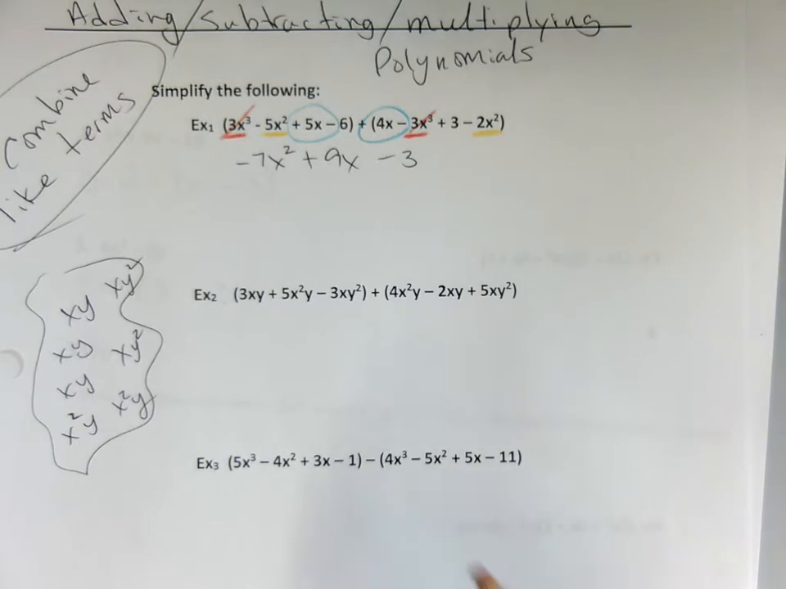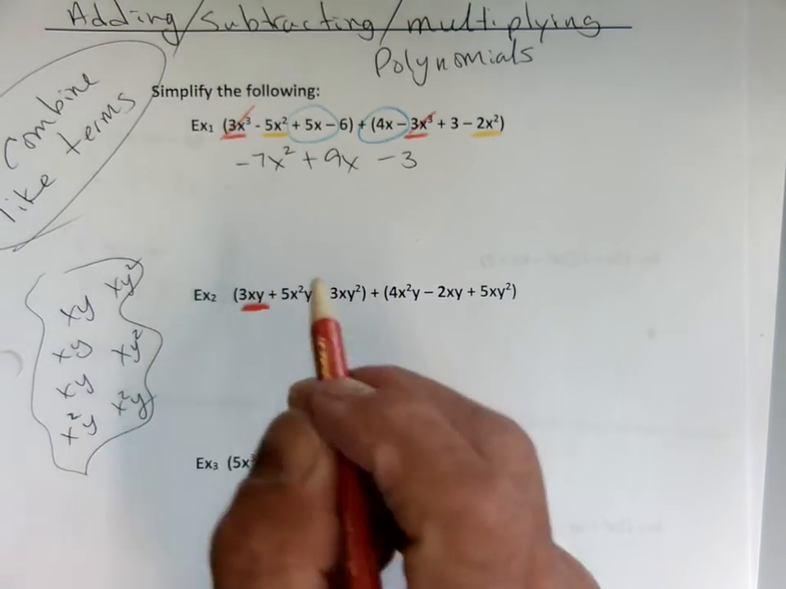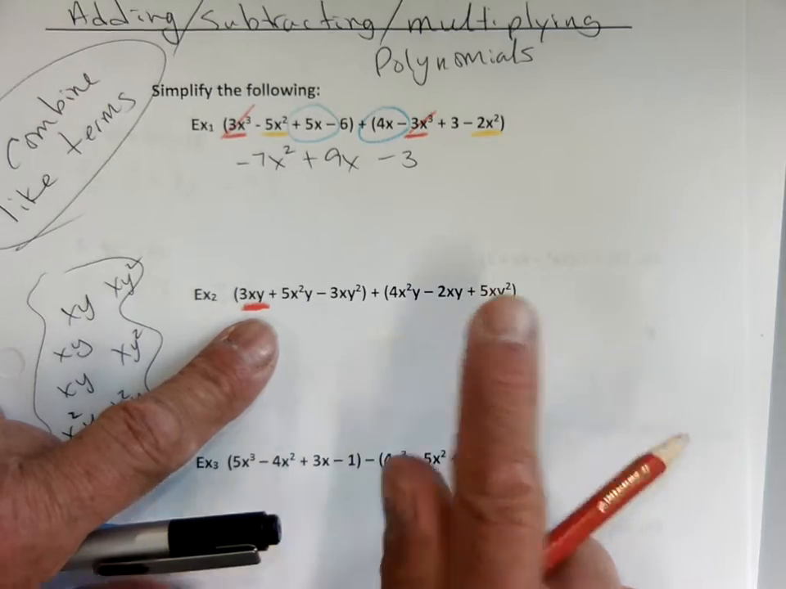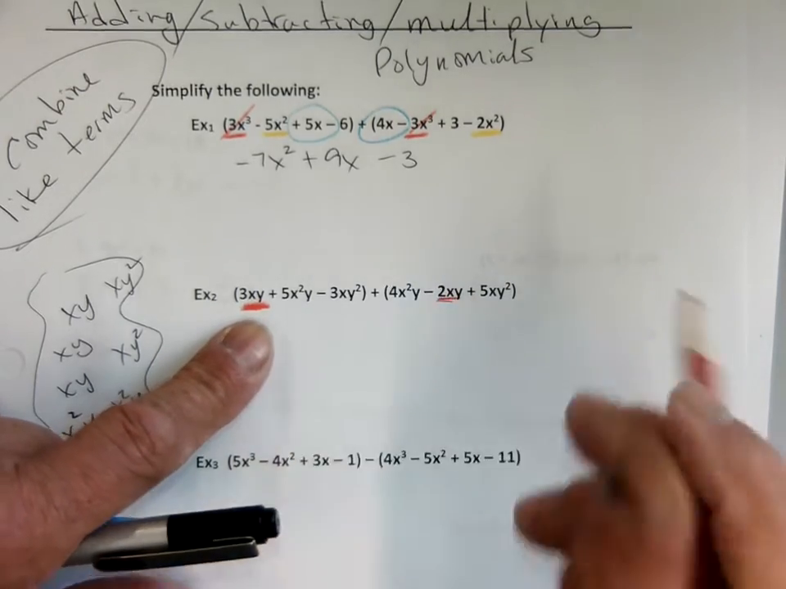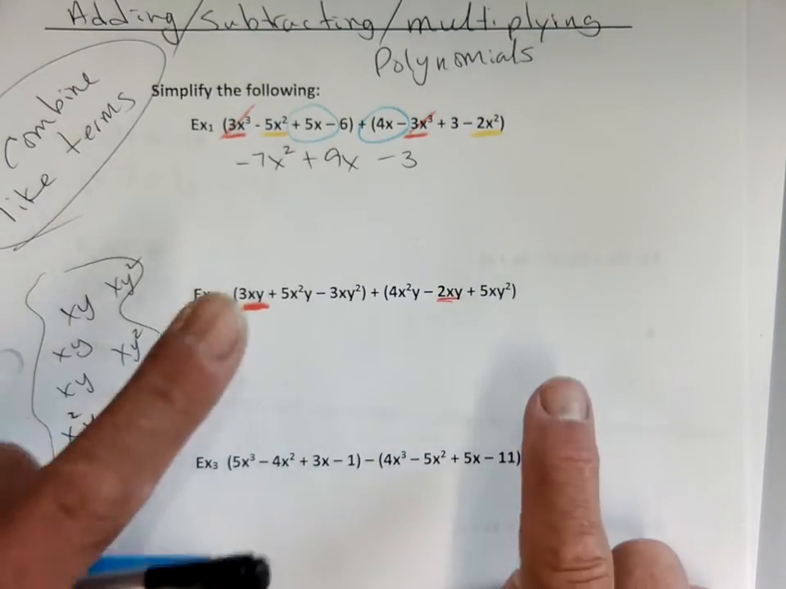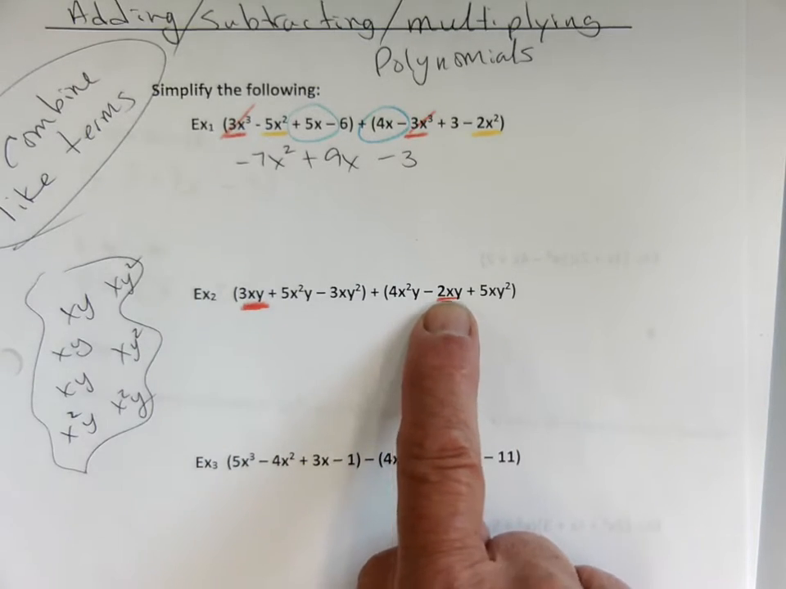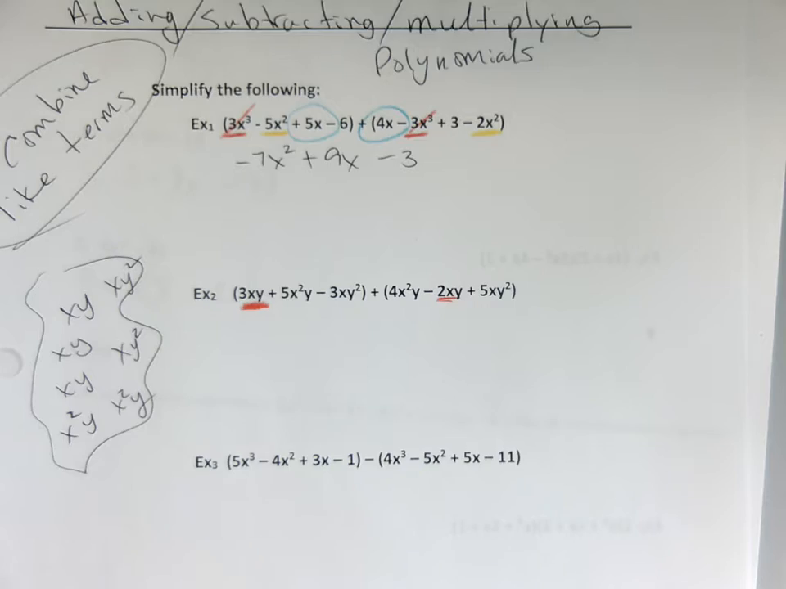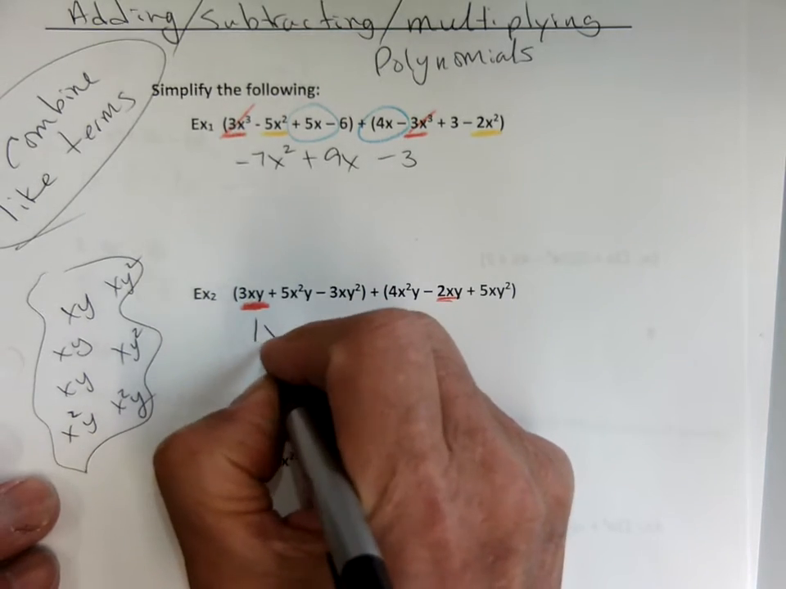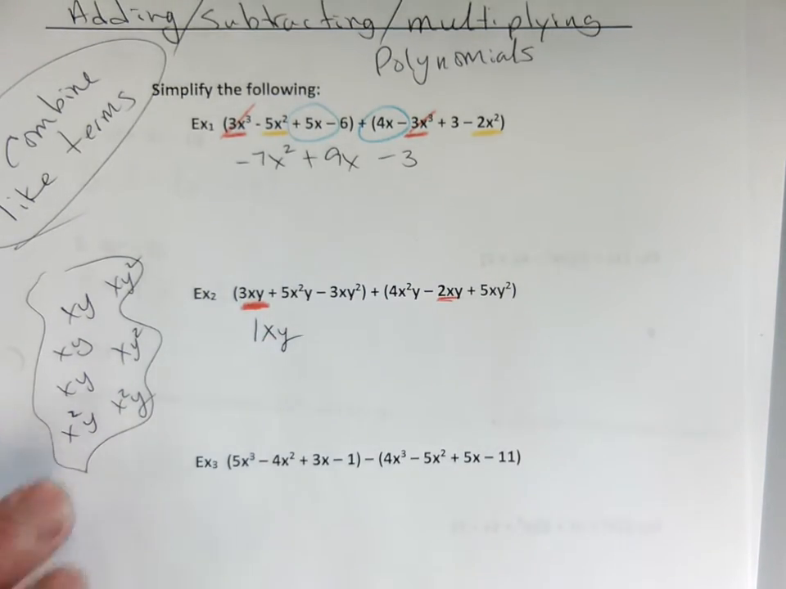So to start off with, I've got a 3xy. I've got an xy, so that means I look over here and I've got another xy here. So put the ones that are the same together. 3xy and a negative 2xy makes just 1xy. So I've got a 1. I don't need the 1, but I'll put it there anyway. 1xy, okay?